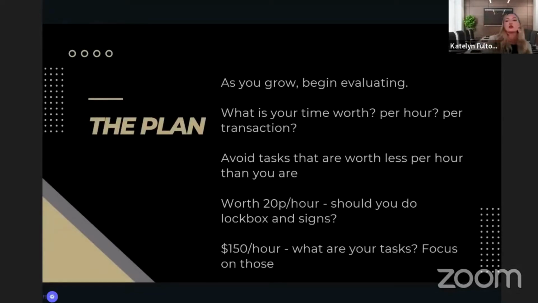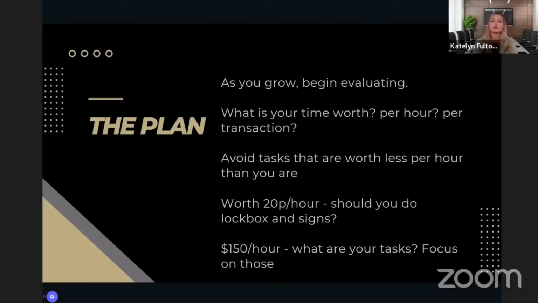And so as you grow, you want to start to evaluate what you're doing. So what is your time worth? What is your hourly rate? Take how much money you made last year, divide it by how many hours you worked, and that's your hourly rate. My experienced agents should be able to do that. And how much money are you making per transaction?